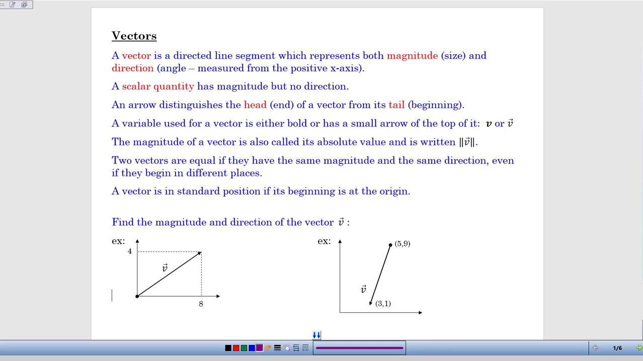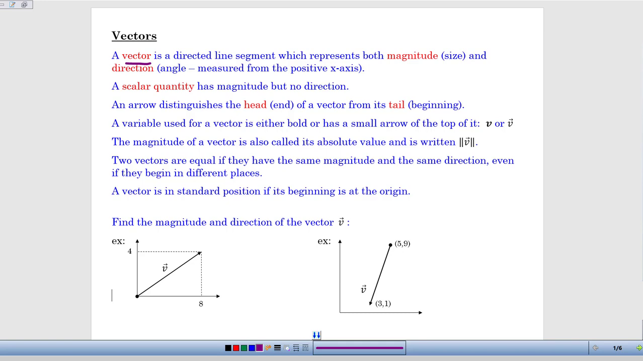So our next unit deals with objects called vectors. They are something that are used very frequently in physics, for example. For those of you that have taken any physics, you've been introduced to the concept of vectors. But vectors are basically just directed line segments, as it says here in our first statement there.